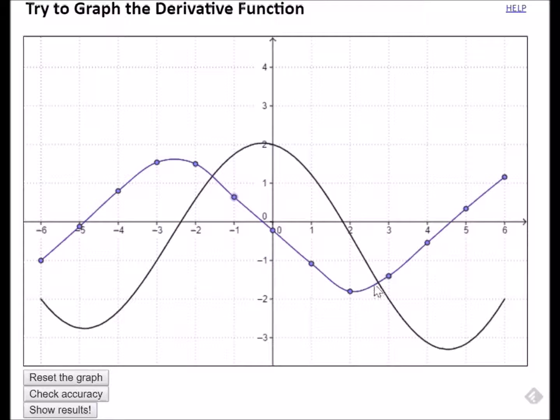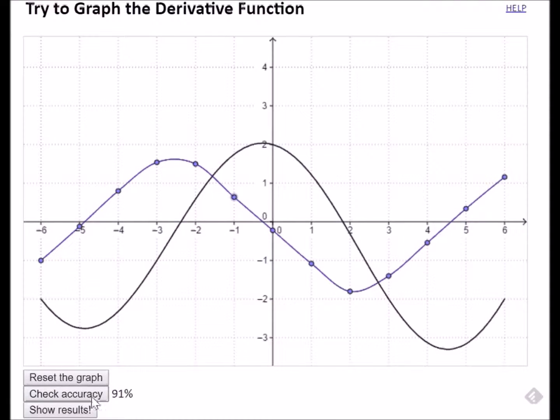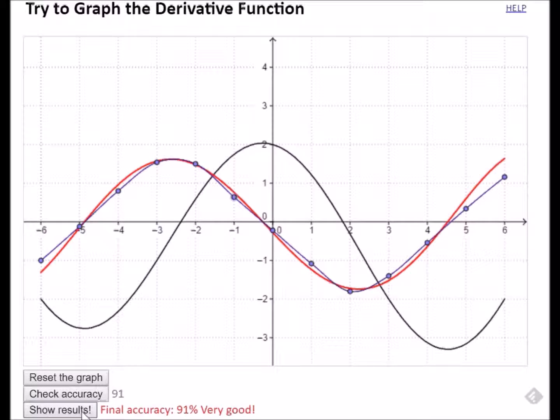So this is my guess for f prime, and if I click on check accuracy, it will tell me how good my estimate is. So it's 91% accurate, which is not bad actually. And with show results, I can actually look at what the actual function f prime would look like. So you see, I didn't do so bad.